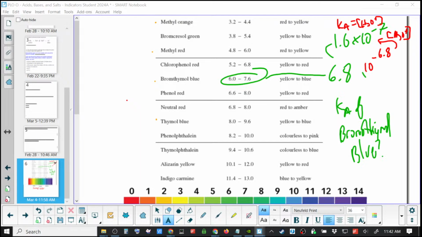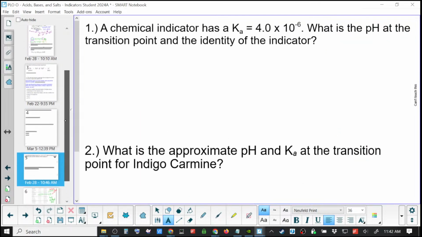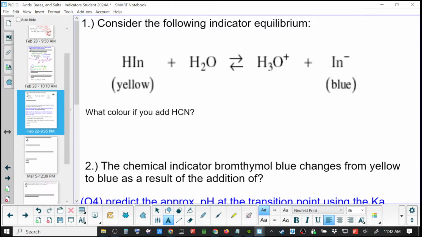Is it just one? Okay, for the first one, what color do you get? Yellow or blue? Yellow. Excellent.